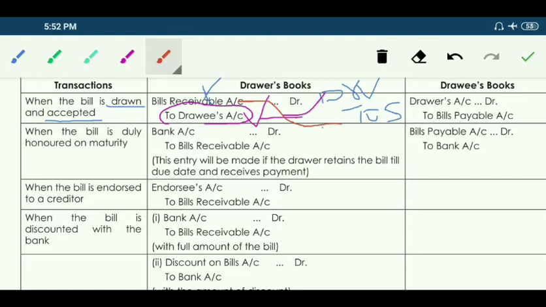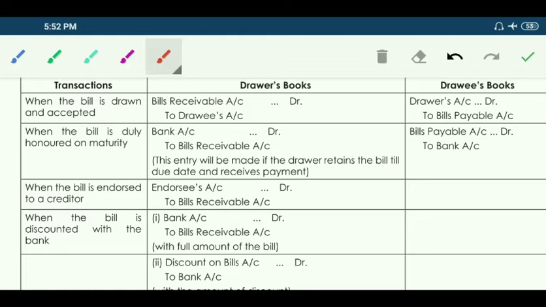That's why bills receivable account is debited and drawee's account is credited. The reason is that at the time of sale, the debtor account is debited. Now the bill is receivable instead of receiving cash, so the debtor account is closed. That's why bills receivable account debtor to drawee's account.